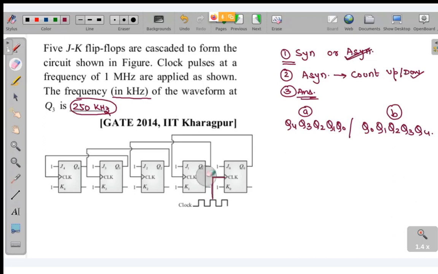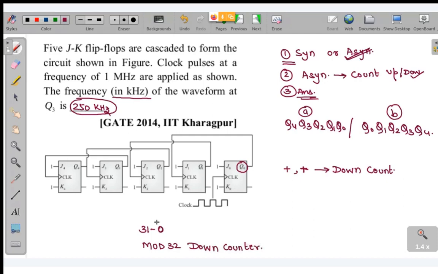You can see over here that the clock is positive edge triggered. Along with that, the output is taken from the non-complemented part. So that is plus, same sign, which means down counter. Over here we will be counting down. And you can see that we have 1, 2, 3, 4, 5 flip-flops, so it will be counting from 31 to 0. So this is a mod 32 down counter.